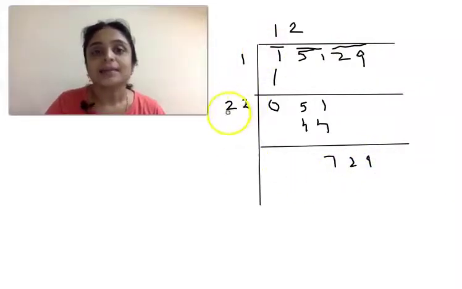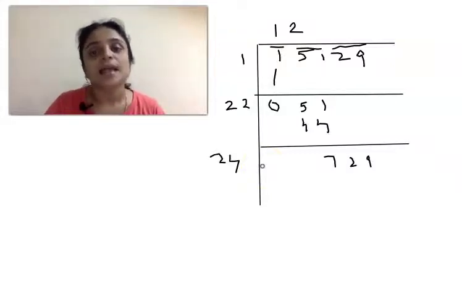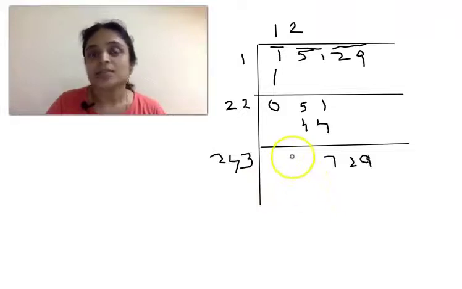Now, add 22 and 2. You should not add 12. You should add only 2. 22 plus 2 is 24. Then we have to find a number a such that 24a into a is less than or equal to 729. This is 9, okay. Now, so here this is 7. So, let us see whether 3 is the number, because 2 into 3 is 6, which is less than 7.